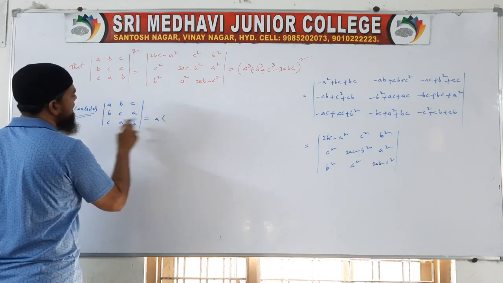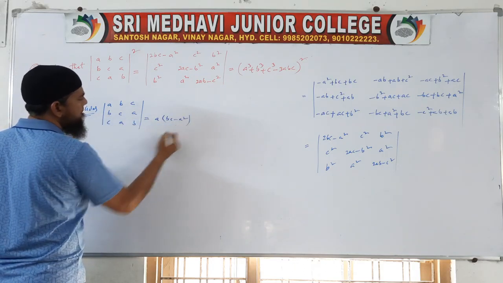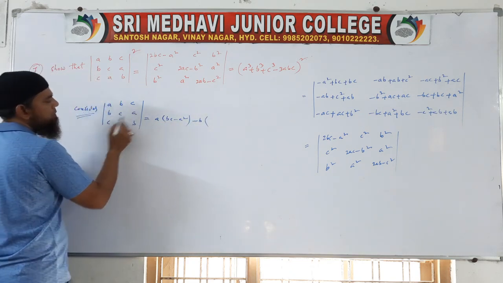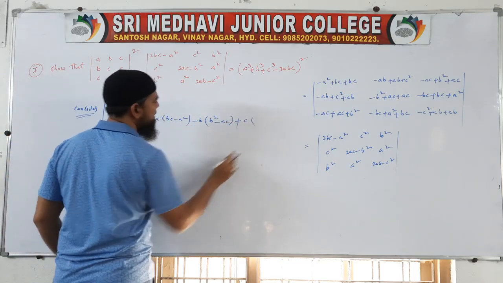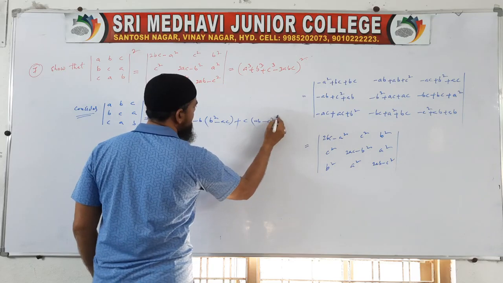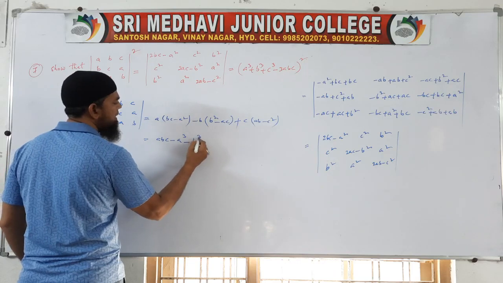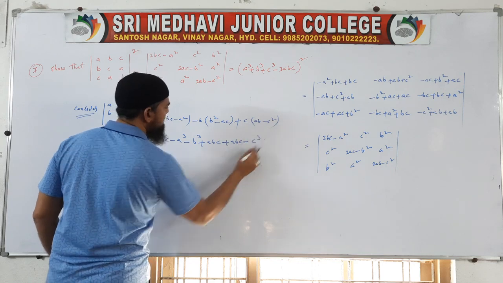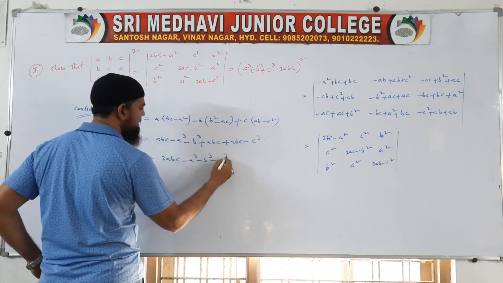A into, eliminate the row and column, BC minus A square. For the middle number minus B, eliminate the row and column, B square minus AC, plus C into, eliminate the row and column, AB minus C square. Now multiplying: ABC minus A cube, minus B cube plus ABC, plus ABC minus C cube. So that is nothing but 3ABC minus A cube minus B cube minus C cube.